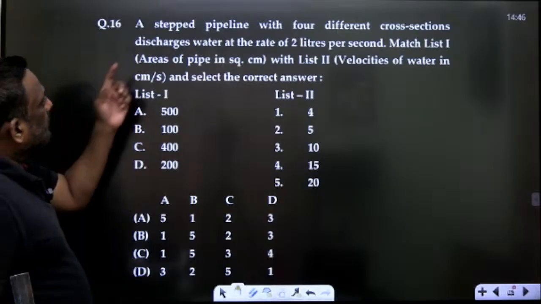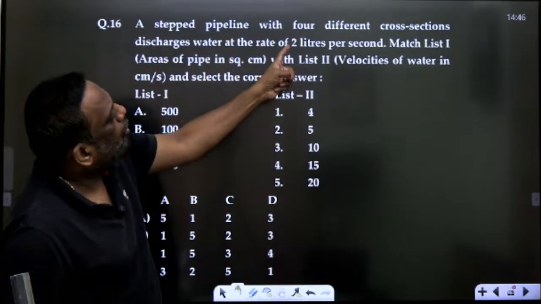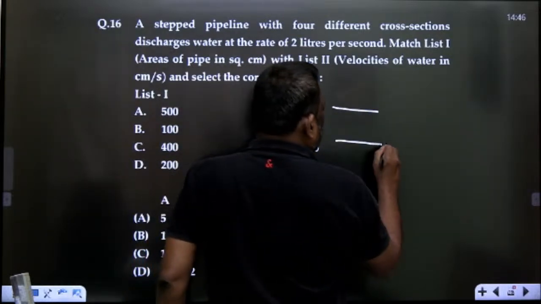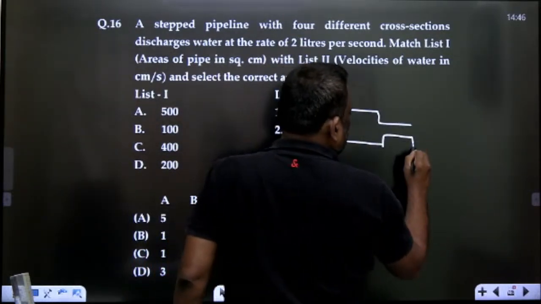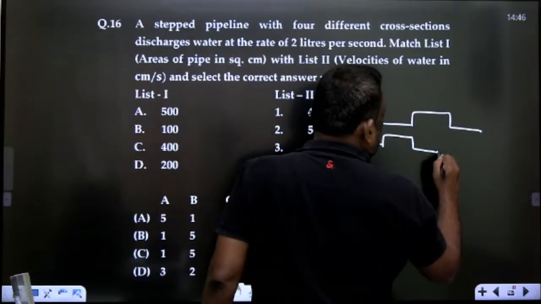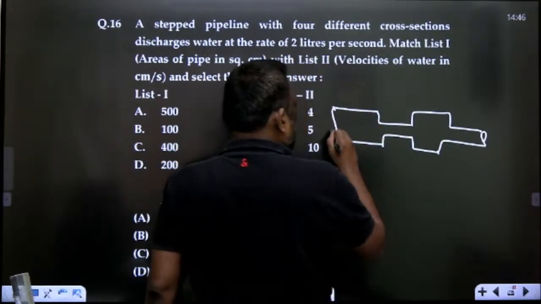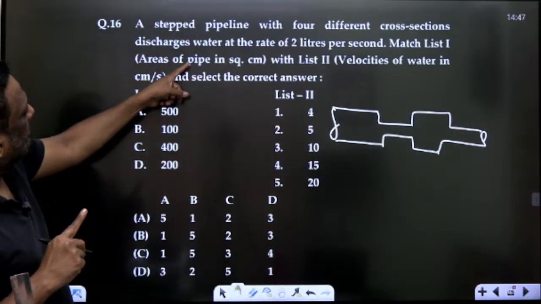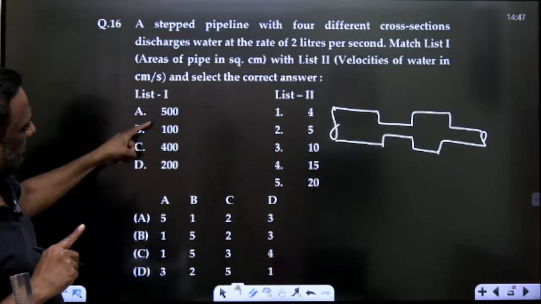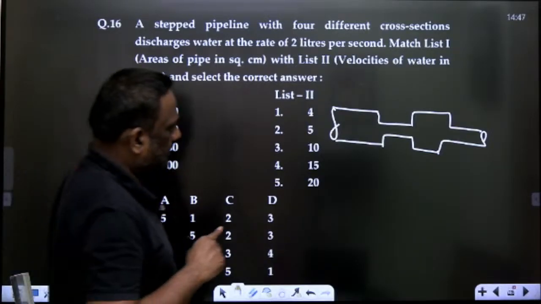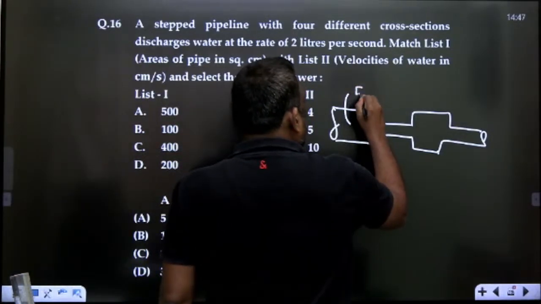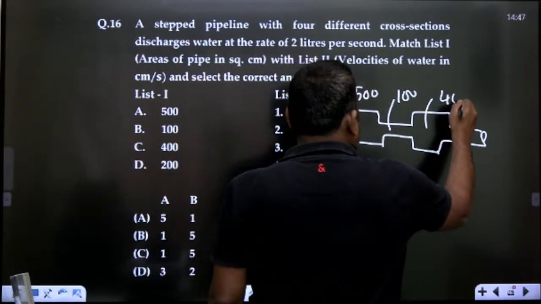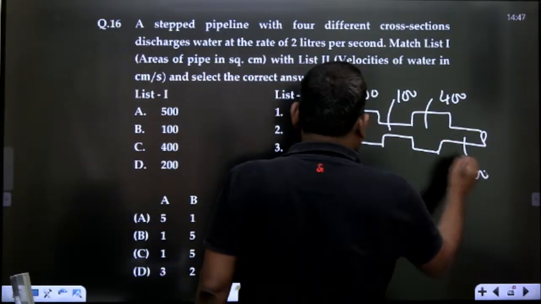बहुत अच्छा क्वेश्चन है सर. A stepped pipeline with four different cross sections. This is the meaning of stepped pipeline. Something like this. Means pipes in series. Given, match areas. Areas are given 500, 100, 400, 200. This area is 500. This area is 100. This area is 400 and this area is 200 and the fluid is flowing.